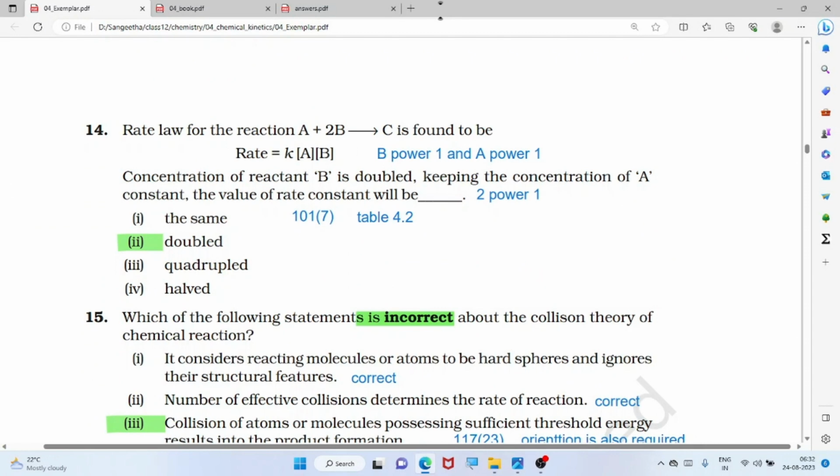The rate law for the reaction is given like this. Okay, that means B power 1, A power 1, the concentration of the B is doubled, keeping the concentration of the A constant. Because it is power 1, the rate will be doubled. B doubled means 2 and power already 1, so 2 power 1 is 2. That rate will be doubled.